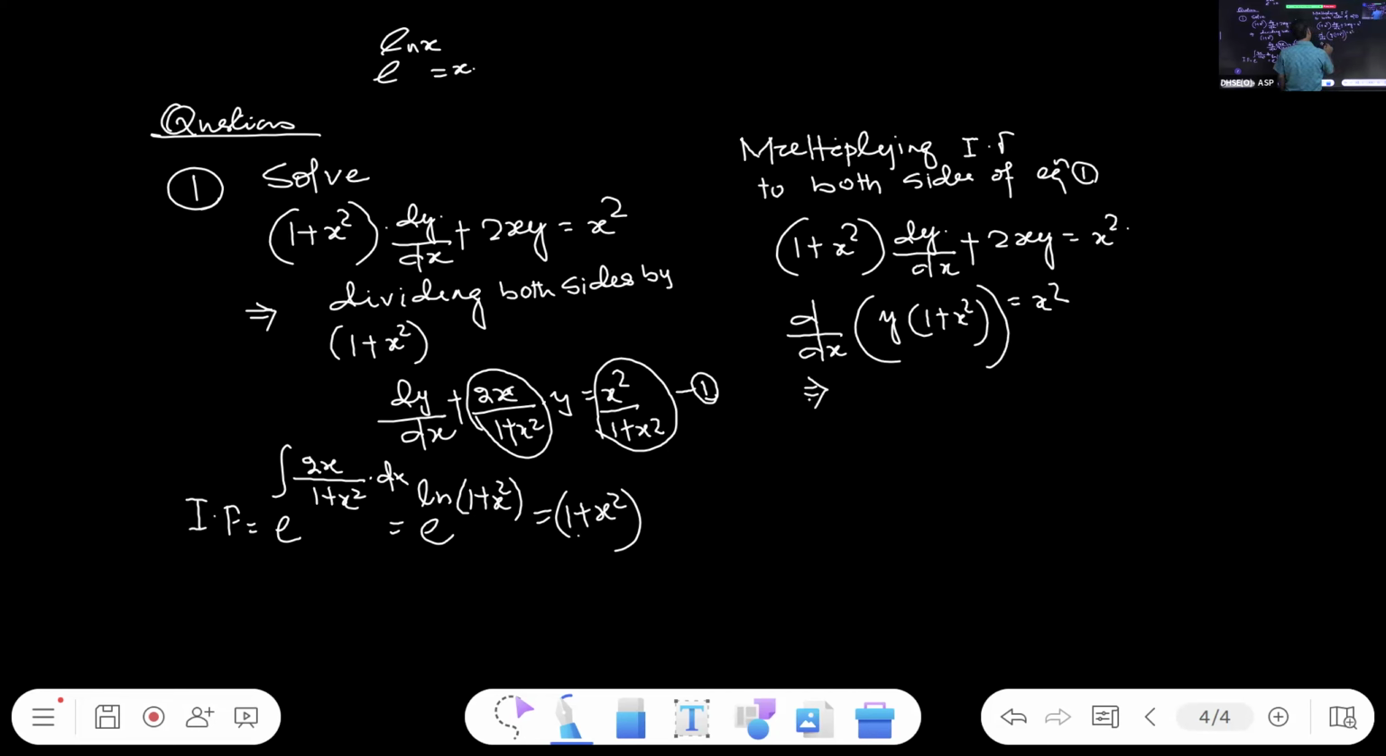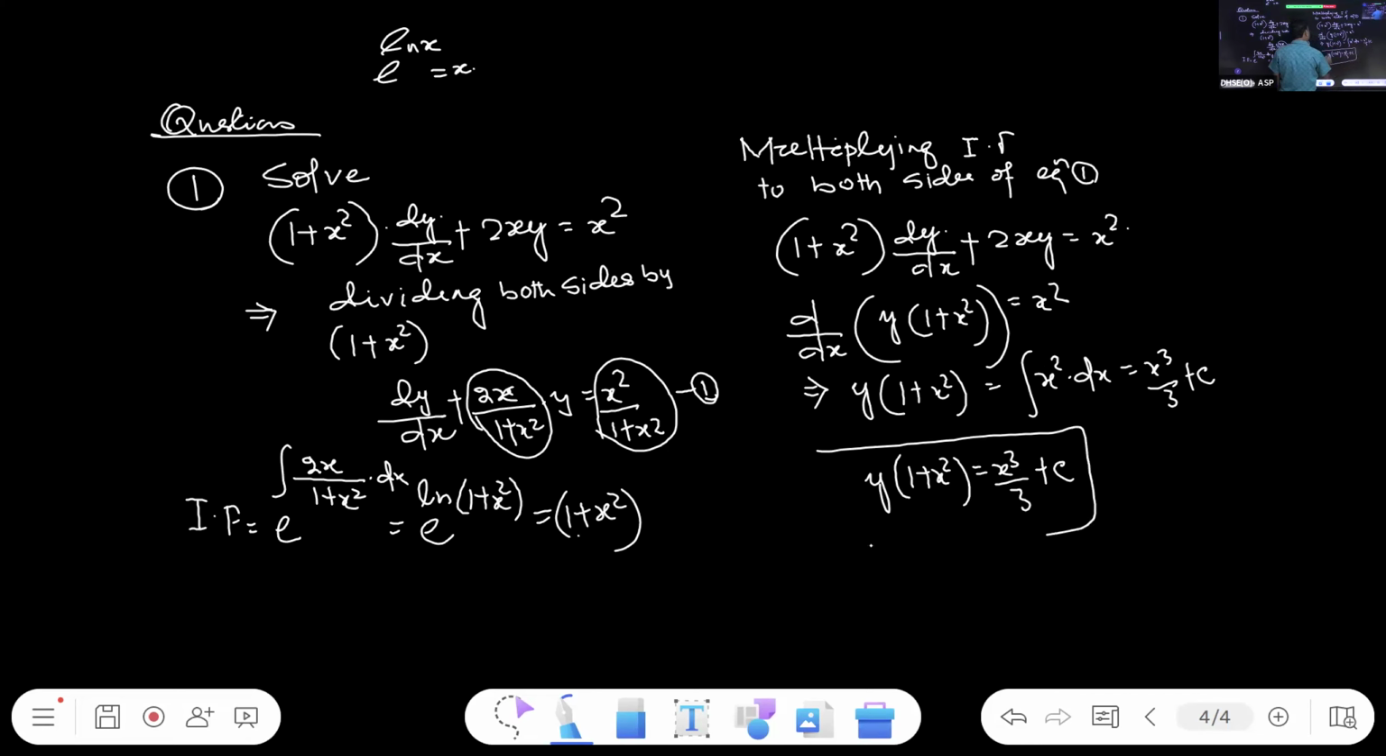This implies y whole into 1 plus x square is equal to integral x square dx. This is equal to x cube upon 3 plus c. So y into 1 plus x square equals x cube upon 3 plus c. This is the solution of the given differential equation. Hope it is clear to you. Please write in the chat box.